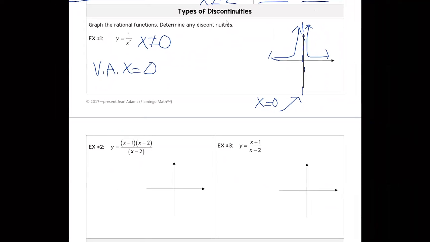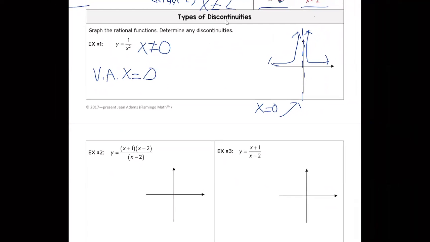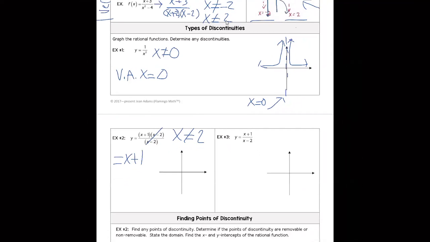Example 2. What can't we plug into the bottom of this function? What would make the bottom equal 0, or what would make this undefined? Positive 2. So x can't equal positive 2. But be careful, in this problem, you can remove that. It would cancel out. This really would just equal x plus 1. So that's called removable. Since that's removable, we're going to have a hole at x equals 2.